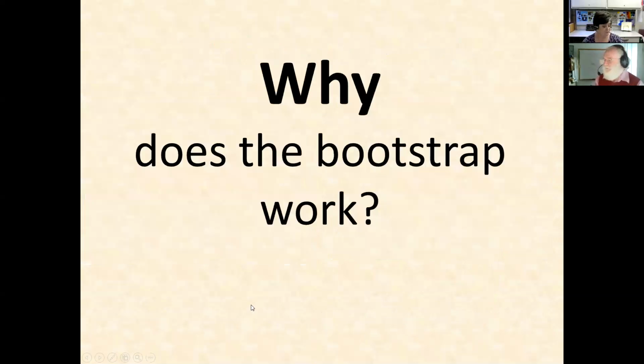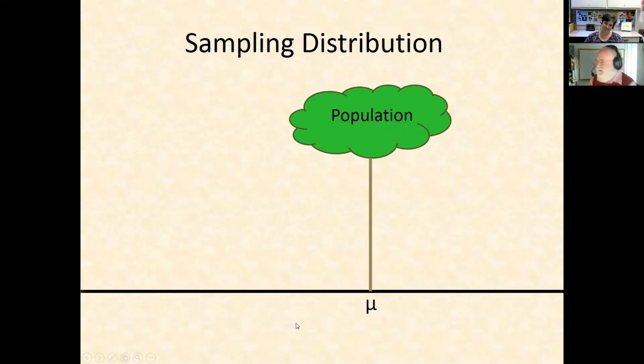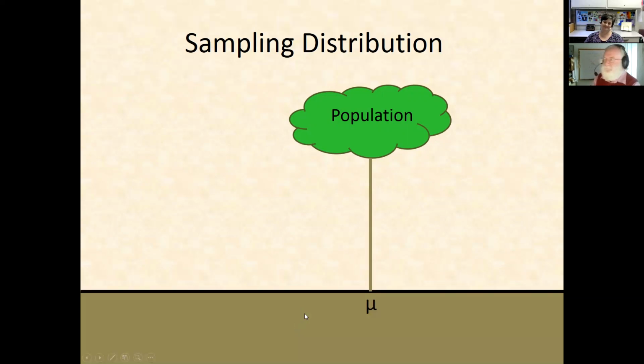Now, a brief look at why the bootstrap works, because I know a lot of people, especially math folks I talk to, say it doesn't seem right that you should be able to use the sample to say how variable the sample statistic is. So this is something I came up with for showing my students. I often have this big green blob, which I call the population. Then we have the balancing point, which is the mean. We're going to turn this into a tree. So there's the tree, and the trunk of the tree is the mean holding up the population.